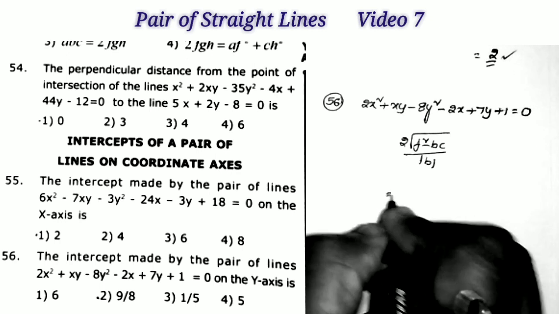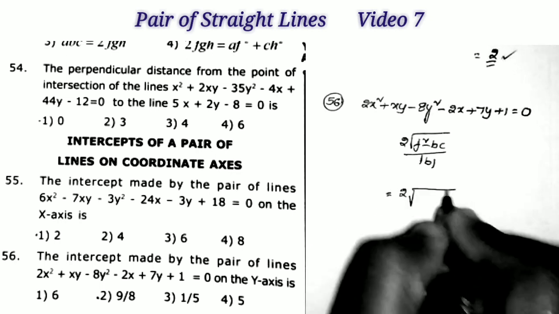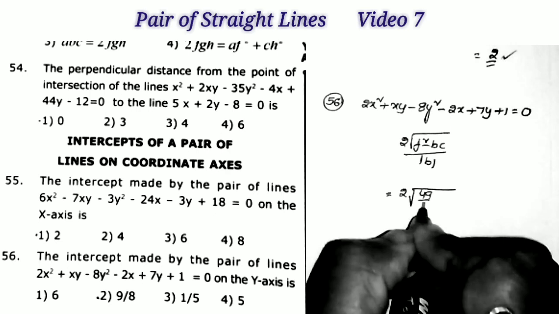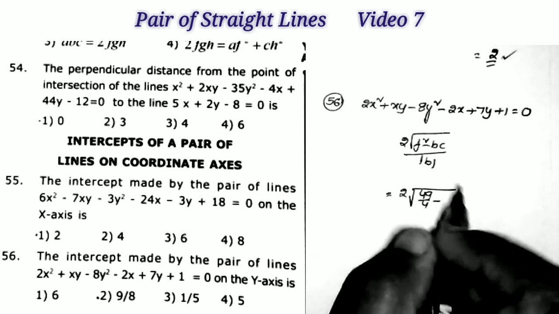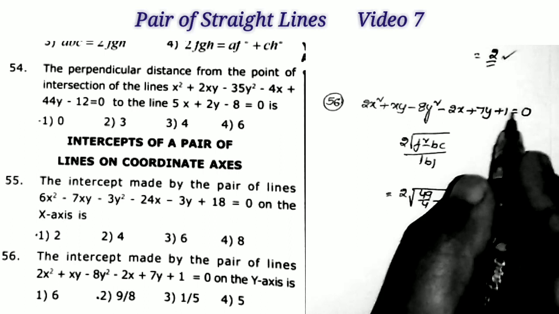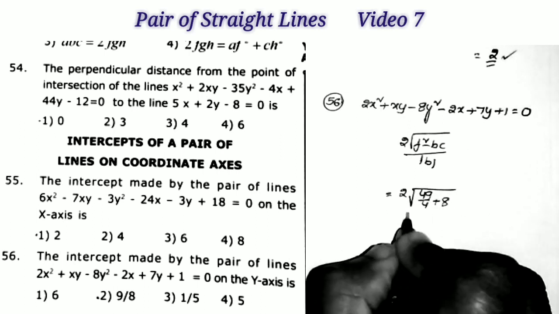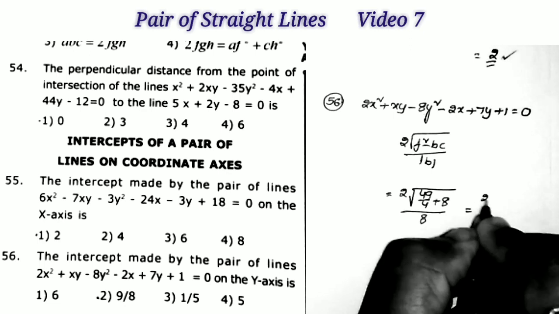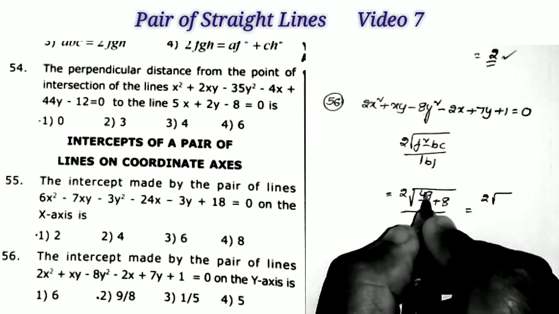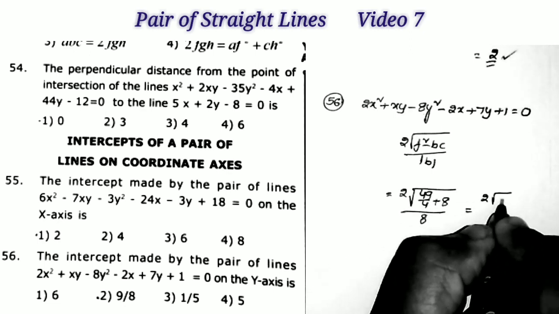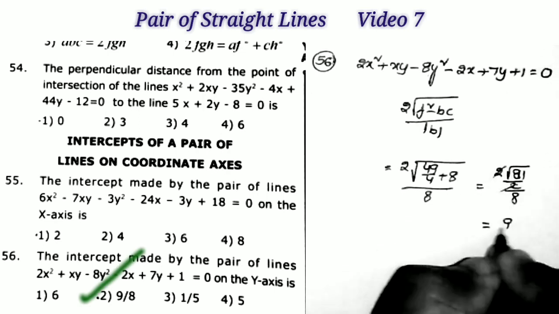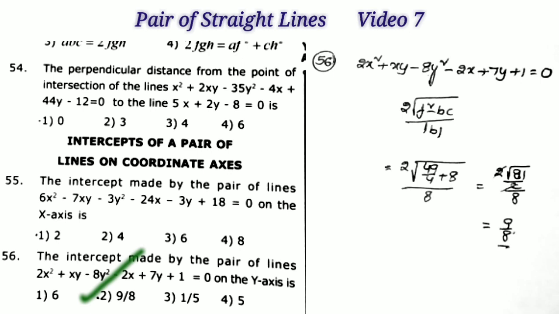So this is the formula. Now replacing the values: 2 root of f square minus bc, f is equal to 7 by 2, so 7 by 2 whole square, 49 by 4, minus bc, minus 8 into 1 plus 8, that is plus 8 by mod b is equals to 8. Now this is equals to 2 into square root of 48 plus 32 is equals to 81 by 2 by 8. So answer is equal to 9 by 8. Okay, that is the second option.